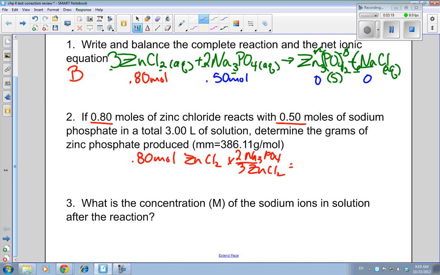So when I work this out, the answer comes out to be 0.53 moles of sodium phosphate. So I can see real quick, I don't have 0.53 moles, so I can't use up all of this 0.8. And so it makes my sodium phosphate the limiting reactant. So I'm going to put a little L there.